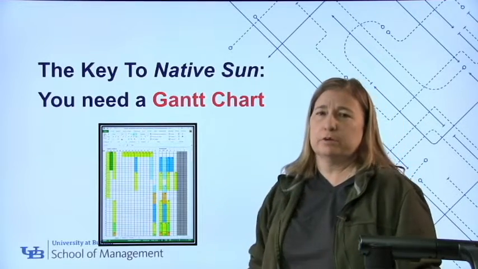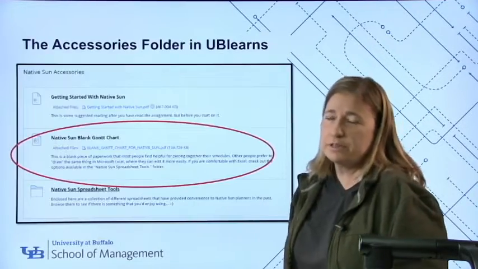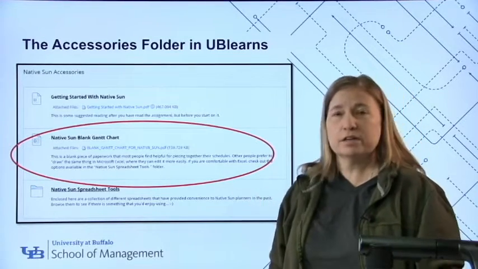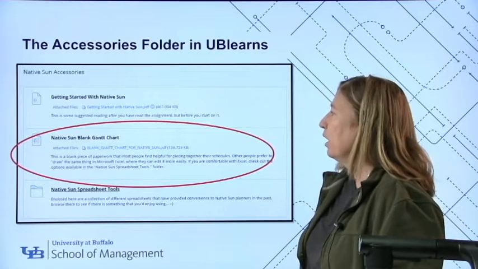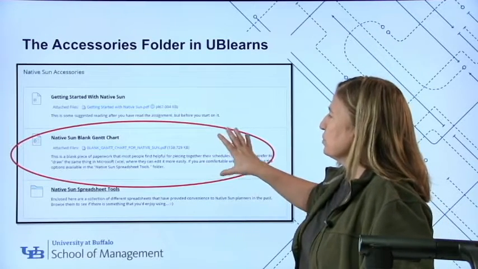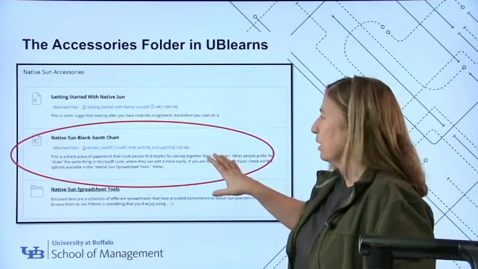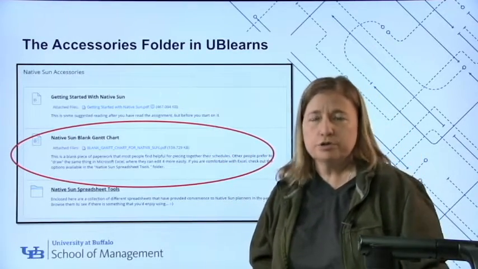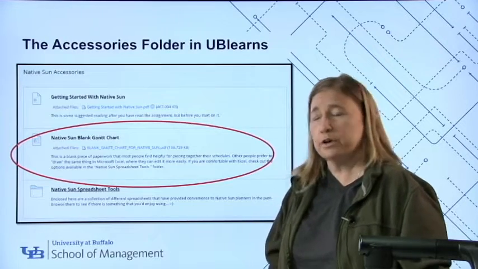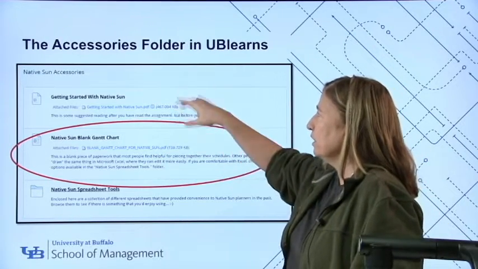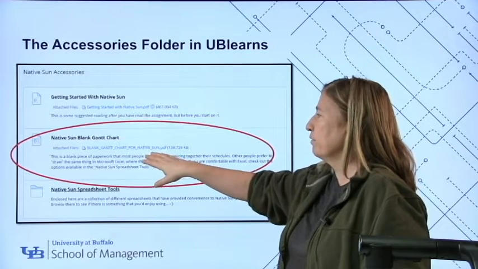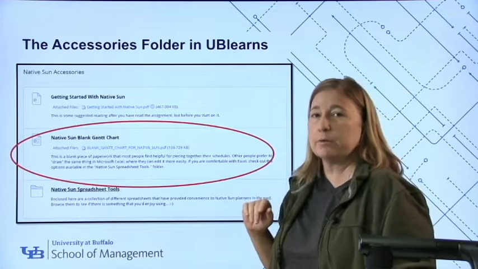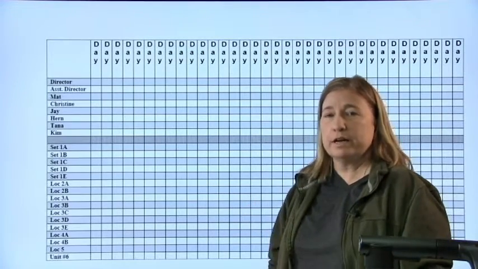Maybe we should back up a little bit, because Gantt charts aren't specific to Native Son, and they're not specific to movie planning, and they're not specific even to project management. Gantt charts for centuries have been done on paper, and that's a good place to begin. That might be how you decide that you want to develop your Gantt charts for Native Son, is on paper. Under the accessories that are available for Native Son, there is this file, blank Gantt chart for Native Son, in all capital letters. And if you print it out, it looks like this.